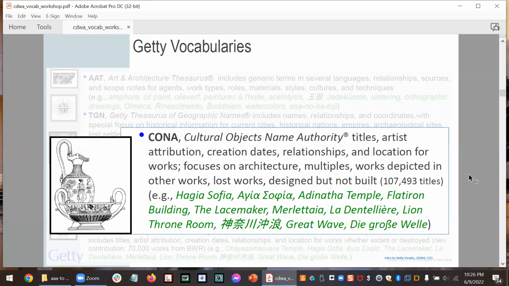And finally, CONA, the Cultural Objects Name Authority. It includes titles and artist attribution and other rich metadata for works of art and architecture, including multiples also, like prints, works depicted in other works, lost works and destroyed works, works that were designed but not built. These are our focus right now. So you'll find terms such as Hagia Sophia, the Flatiron Building in New York, the Great Wave print by Hokusai.